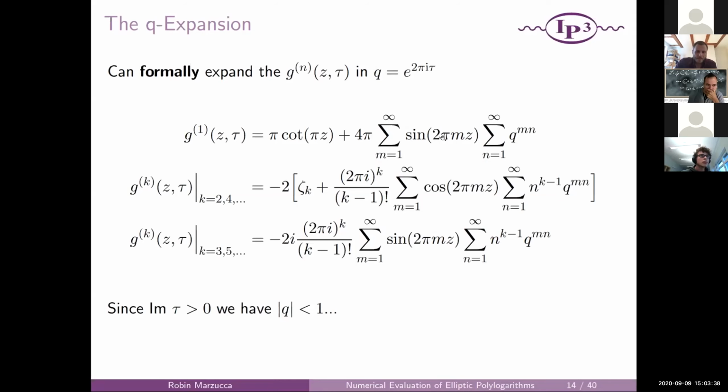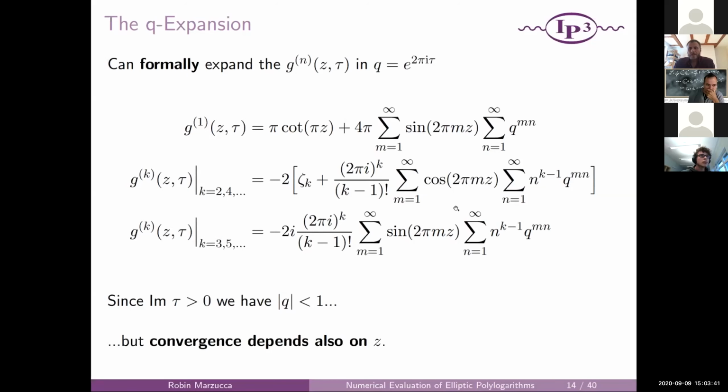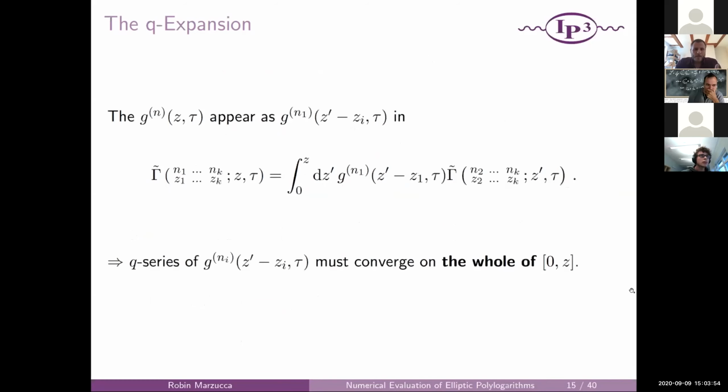However, we also have this dependence on z here, which is also a complex number. So we'll have to be a little more careful, because the convergence of this series also depends on the value z. So if we consider this recursion for the elliptic multiple polylogarithm, we have this integral of dz' g(z' minus z1). So this must mean that the q-series expansion of these G's must converge on the whole range from 0 to z, on the whole straight line. And then we can go and perform the expansion and then do the integration afterwards.